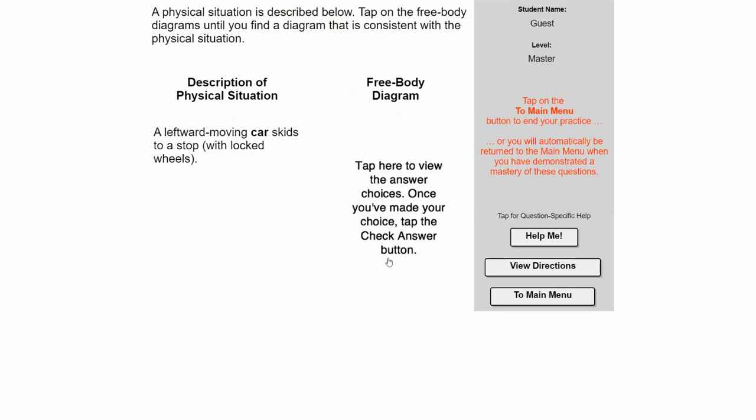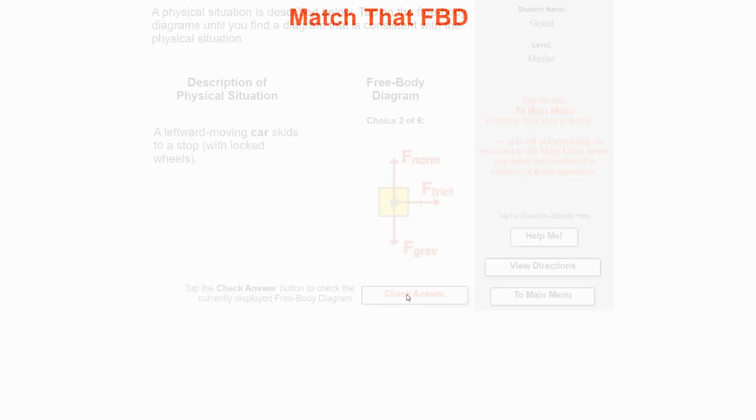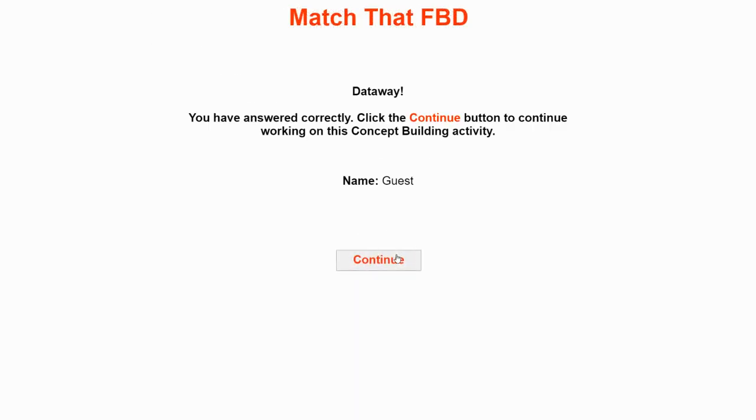Leftward moving car skids to a stop with locked wheels. Let's see. We have gravity, we have normal force. Okay. It's moving to the left and it comes to a stop. So I'm thinking we're looking at friction. Friction has got to go to the right. So I'm thinking we got this one here. Okay.